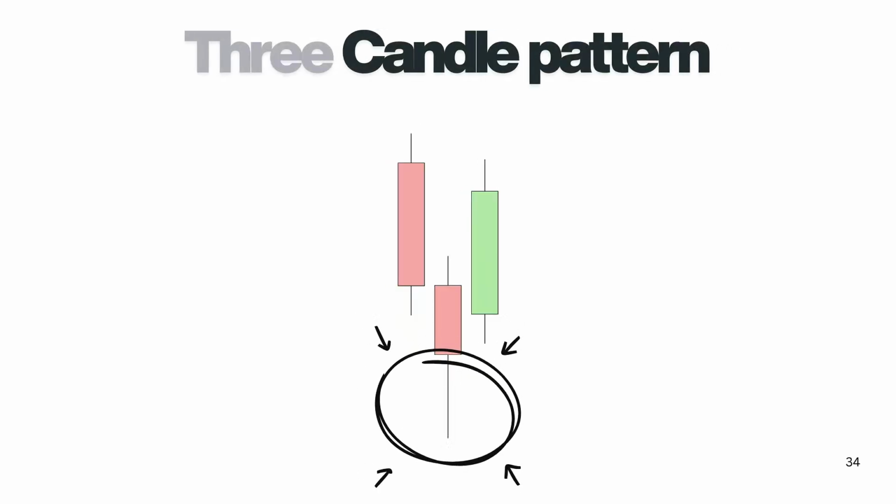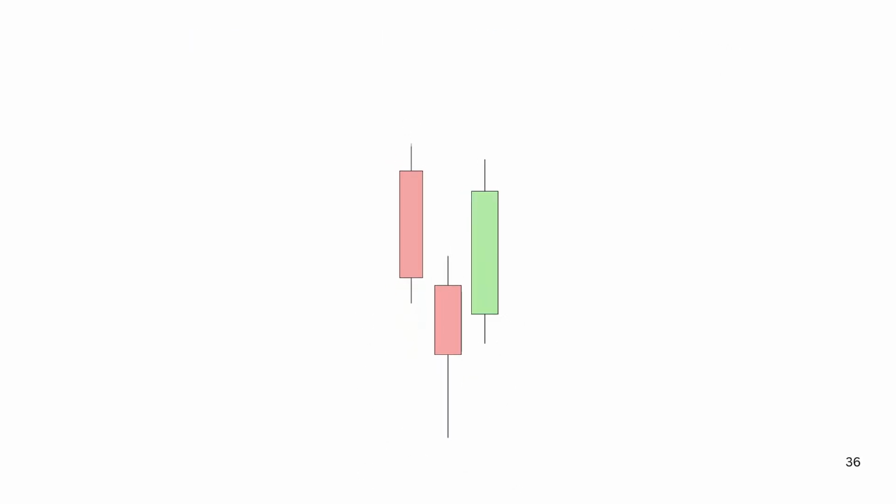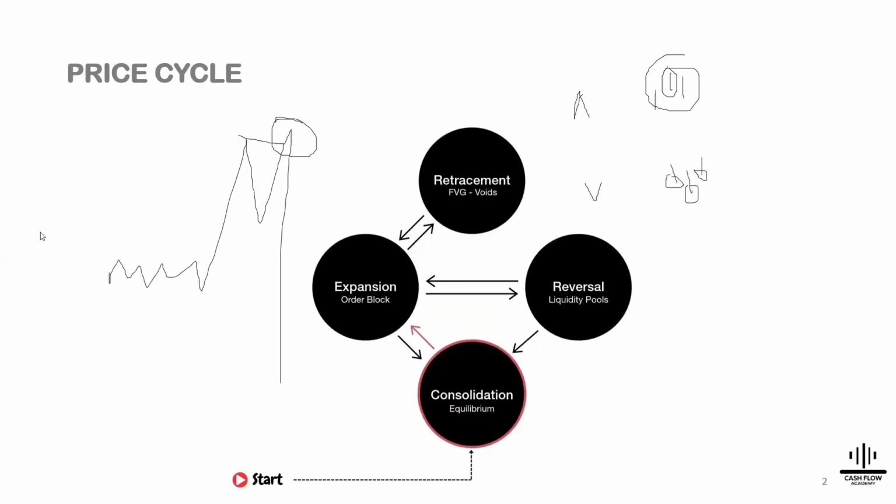When the candle at the middle is higher than the left and the right candles, we have a swing high. And a swing low is when the candle at the middle is lower than the left candle and the right candle. Now that we have the foundational understanding of how each price phase looks, let's talk about how they move from one phase to another.